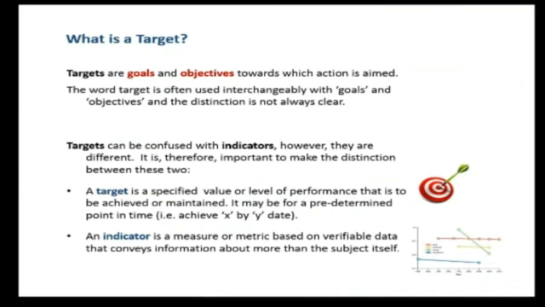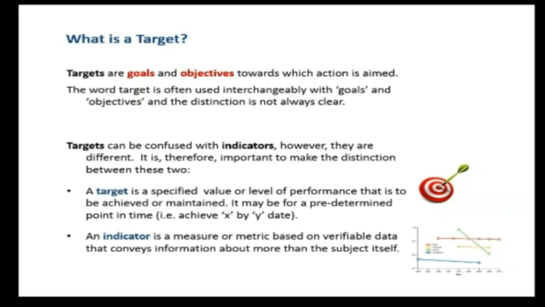And so now it's just some of the basics, the key concepts. So what is a target? It might be an obvious question, but there can be some confusion about it. Targets can be defined as goals and objectives towards which action is aimed. So they're about causing action. The word target is often used interchangeably with goals and objectives, and the distinction isn't always clear, particularly if you start translating to other languages. But the aim is that they are something that's specific and measurable, towards which action will produce a change.